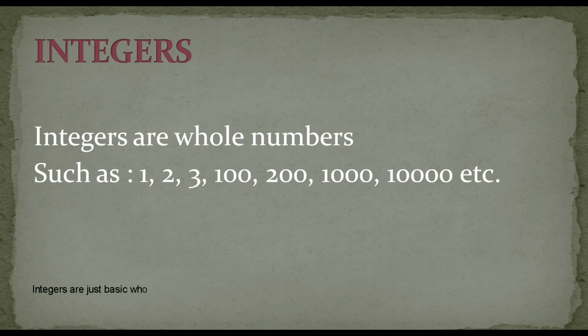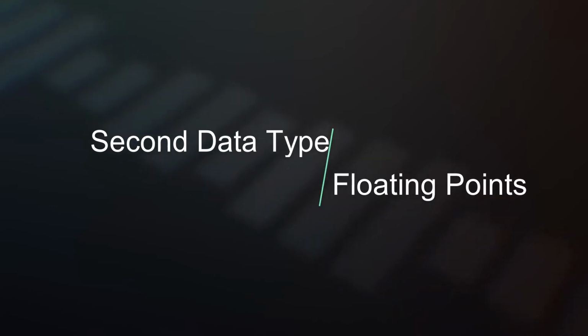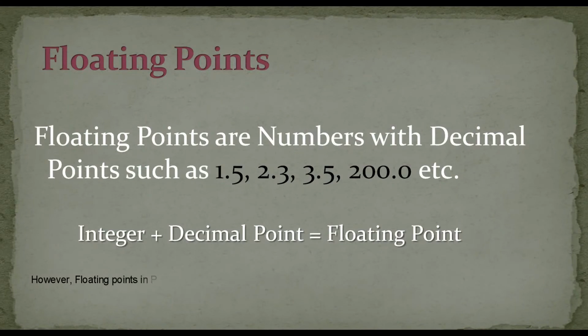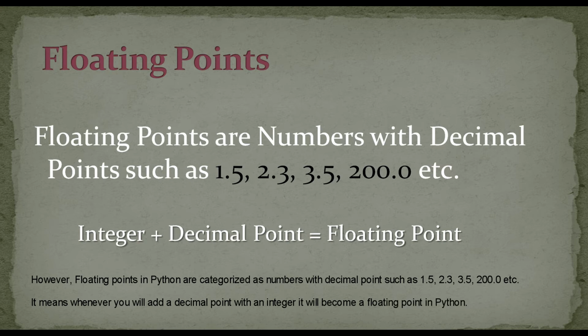Firstly, integers are just basic whole numbers such as 1, 2, 3, 100, 200, 1000, 10,000, etc. However, floating points in Python are categorized as numbers with a decimal point, such as 1.5, 2.3, 3.5, 200.0, etc. It means whenever you add a decimal point with an integer, it will become a floating point in Python.